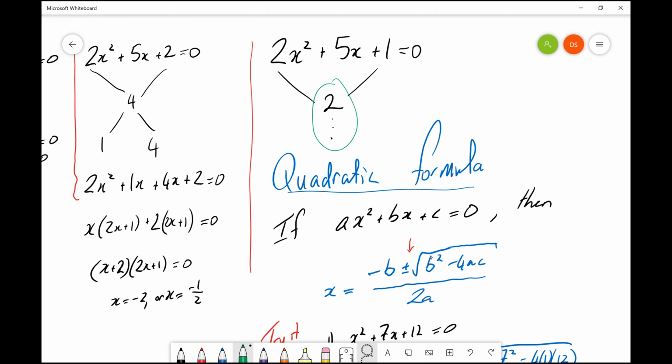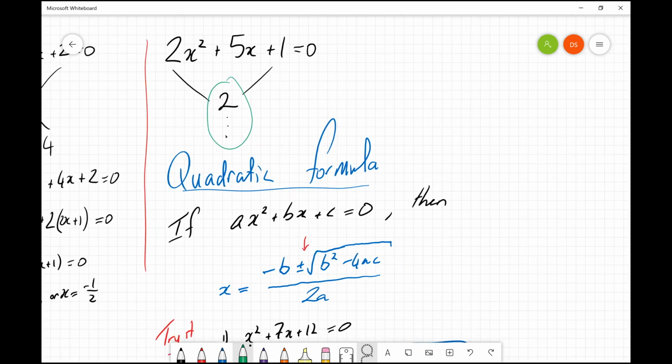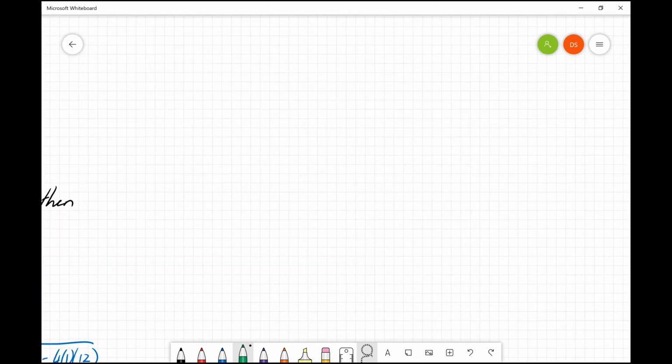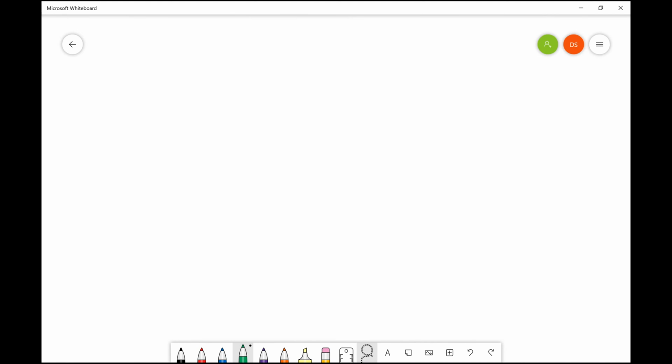So let's try to solve this question using the quadratic formula. Okay? So once again, I'm just going to write the quadratic formula and the question up the top. Question 2 is 2x squared plus 5x plus 1 equals 0. And the quadratic formula, just for reference, is x equals negative b plus or minus the square root of b squared minus 4ac, all over 2a. Now that's something that's normally given to you, so I wouldn't stress about trying to memorize it. But you will eventually memorize it.